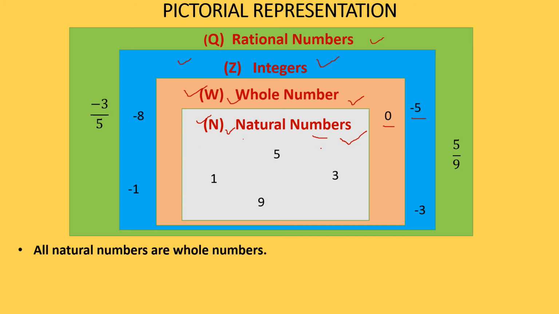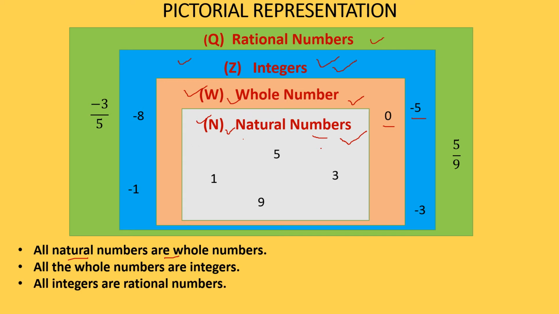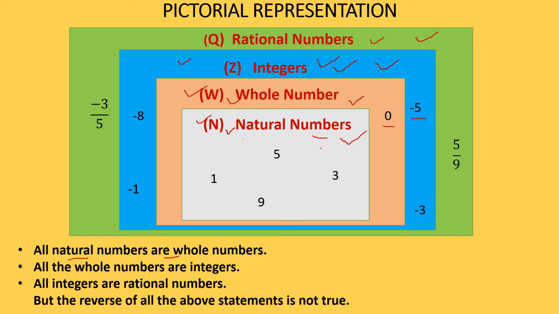Now based on this, we have a few statements. All natural numbers are whole numbers. Right? We have seen natural numbers and whole numbers here, so all the natural numbers are whole numbers. Second, all the whole numbers are integers. You can see the integers box. All the whole numbers are in this box only. That means whole numbers are integers. Third, all the integers are rational numbers. If you see integers, this box, and rational numbers is the last one. So rational numbers include everything. That means all the integers are rational numbers, all the whole numbers are also rational numbers, and all the natural numbers are also rational numbers.